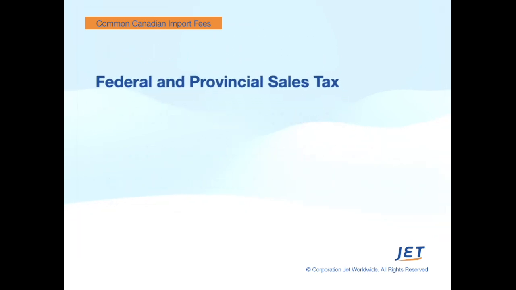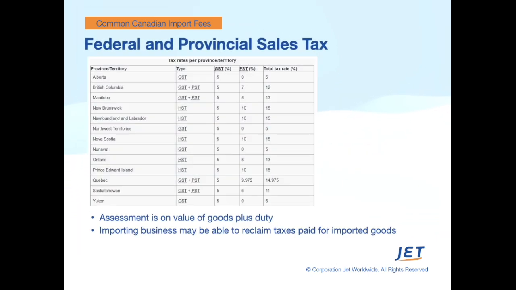Sales tax. Canada has both a national and provincial sales tax. The national tax, GST, is 5%. Adding in the provincial tax, the total sales tax averages over 14% if you're shipping to Quebec, 13% to Canada's most populous province of Ontario, and 12% for consignments to British Columbia. One note on tax is that it's calculated on the value of the goods plus duty.